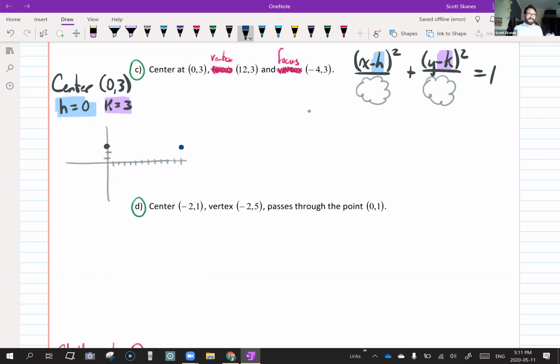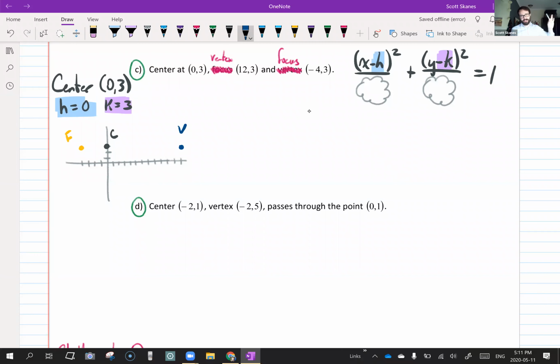Focus is -4, 3. So go left 4 and up 3. 1, 2, 3, 4, and up 3. That's my focus. Let me be crystal clear here. Focus, center, vertex. And that's it. That's all we have. How are we going to get A and B from this? Well, let me try to be as clear as I can.